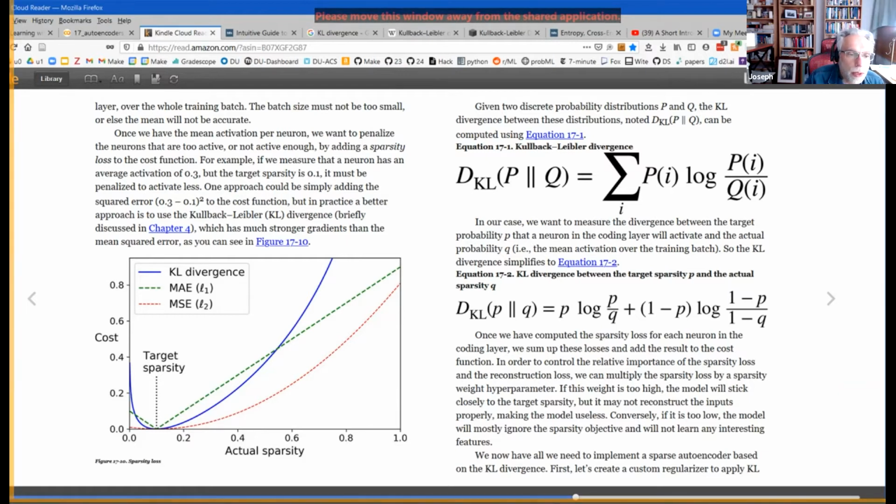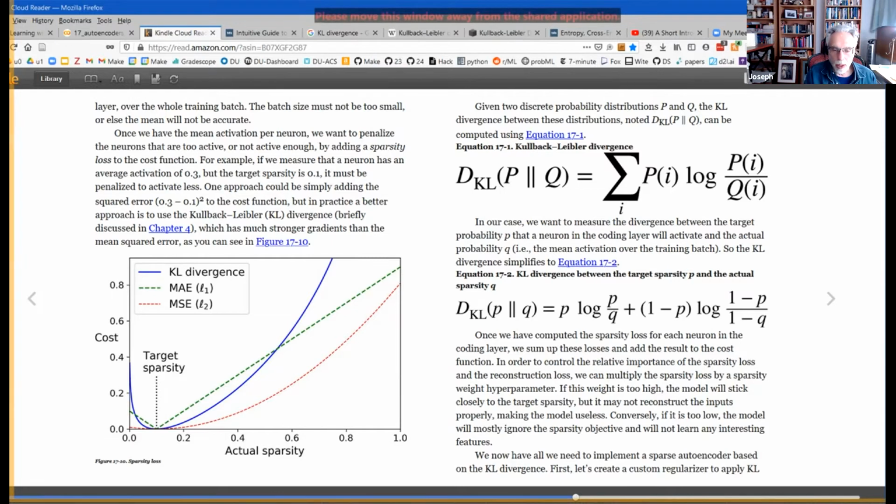Once we have computed this, we sum up the losses and add the result. So he has this thing that he calls the latent loss function that he adds to the ordinary loss function. I guess he calls it the sparsity loss function: summing up the sparsity losses for each neuron and adding the result to the ordinary cost function. And just as with other regularization techniques, you can introduce a hyperparameter that allows you to determine how much regularization of this kind you want to impose.